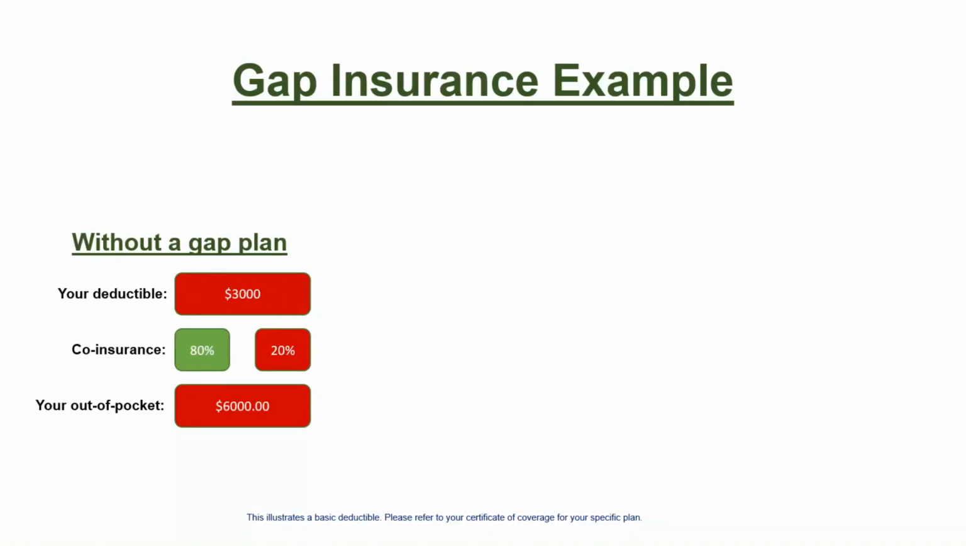So let's take a look at a typical health plan. Let's say that this is your health plan and you have a $3,000 deductible. It's an 80/20 in-network plan, and you have a maximum exposure of $6,000. That'd be your total maximum out of pocket for the year.